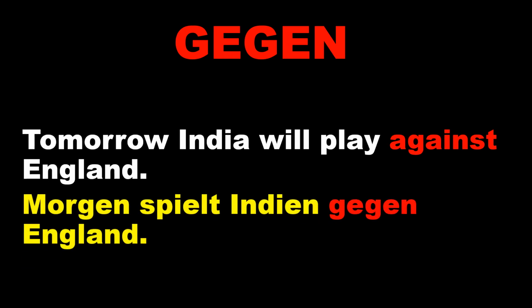Next one is gegen. Let's take one example. Tomorrow India will play against England. Here the preposition is against. Now in German, morgen spielt Indien gegen England. Here the preposition is gegen.